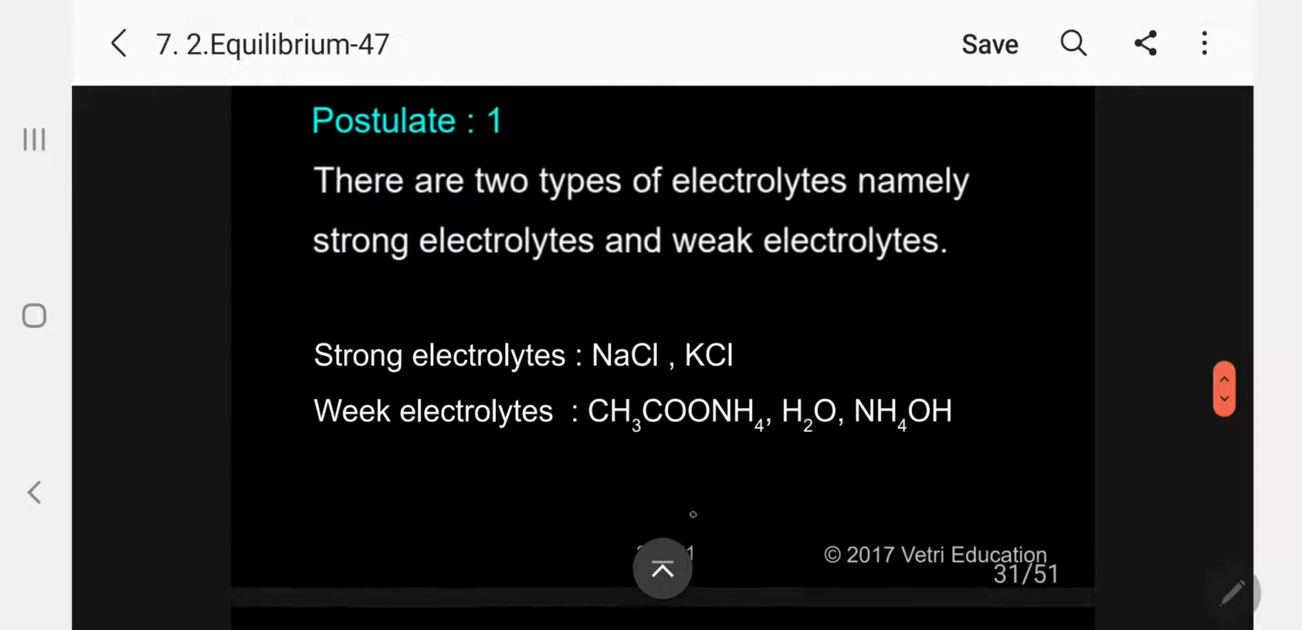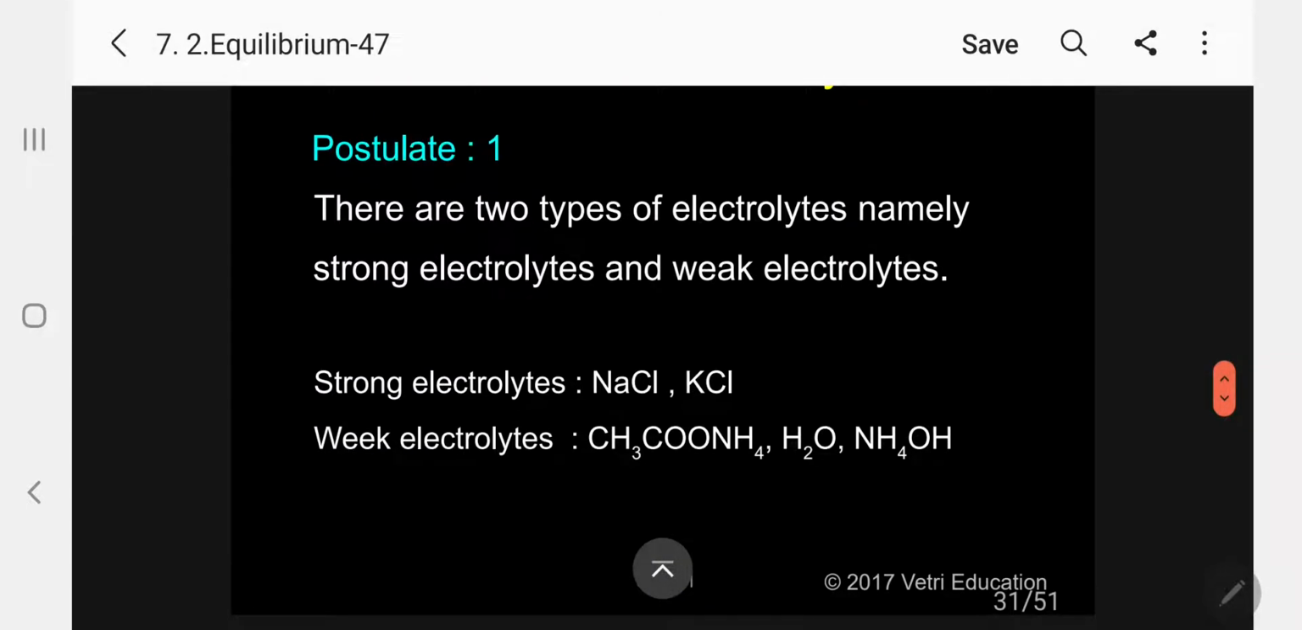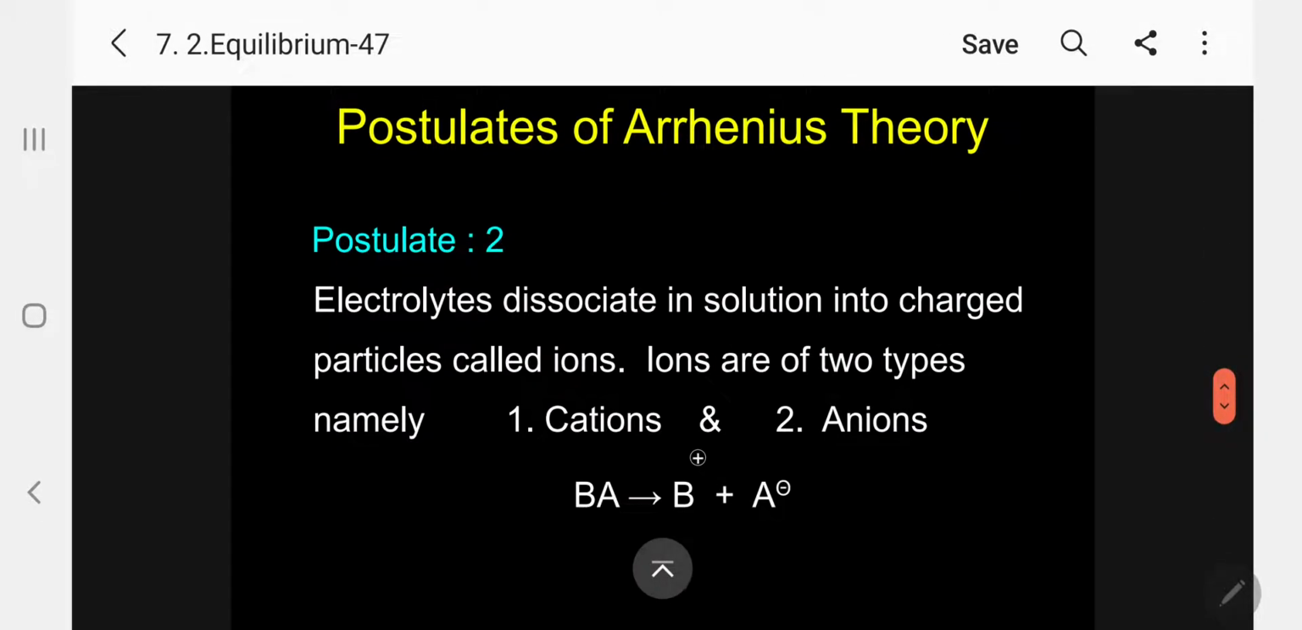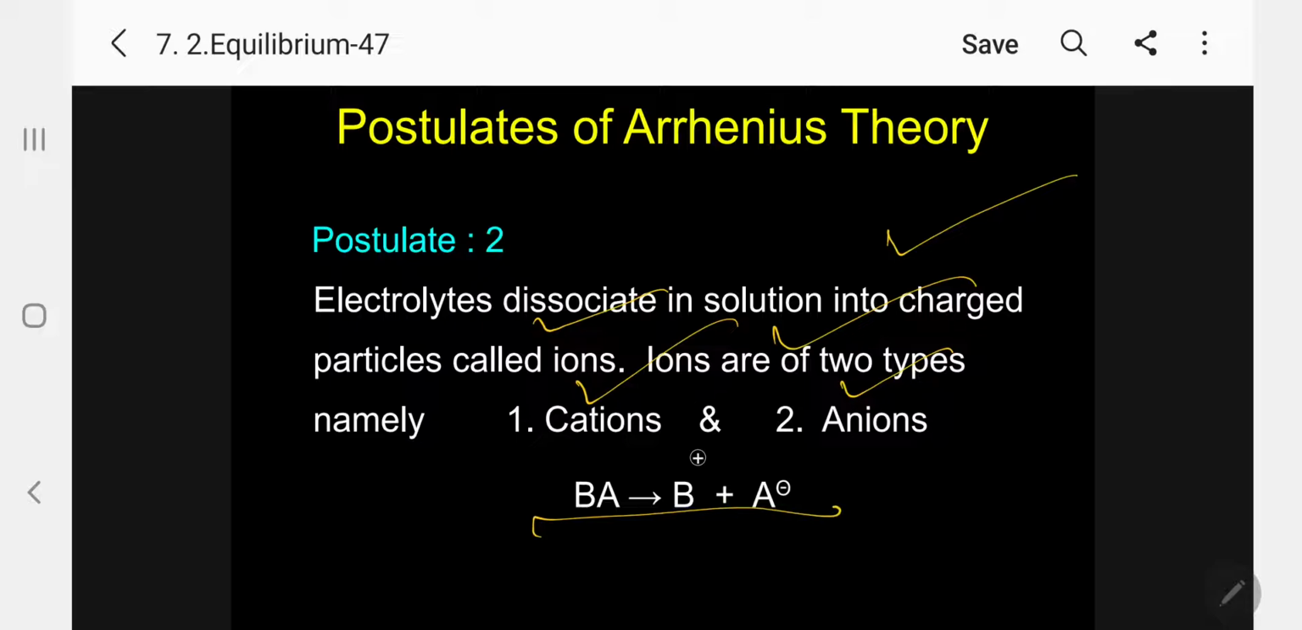First, there are two types of electrolytes, strong electrolytes and weak electrolytes; I have given a very clear idea. Number 2, electrolytes dissociate in solution into charged particles called ions. There are two types of ion, cation and anion. Let me ionize this: B plus, A minus. If it is sodium chloride, I can write Na plus and Cl minus. So an electrolyte dissociates into charged ions, positive and negative, cation and anion.